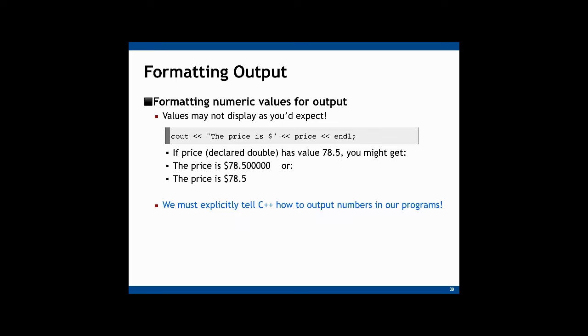And you can also format output. By default, the value may not display as you expected. For example, if the price is a double type variable and it is set to 78.5, you might get this number or this number on your console. If you put this string to the console, you might get this result or this result. So these two formats may not be your expected result.